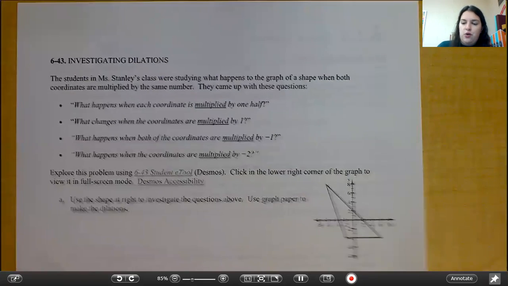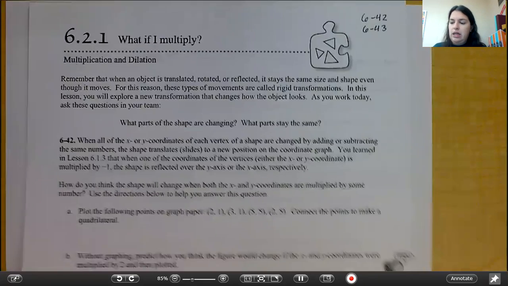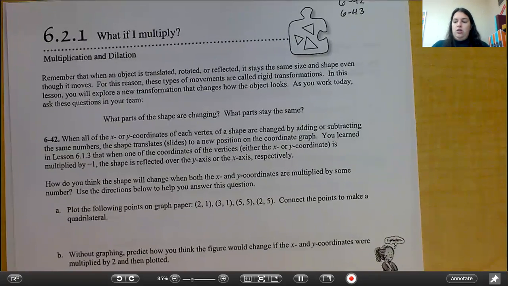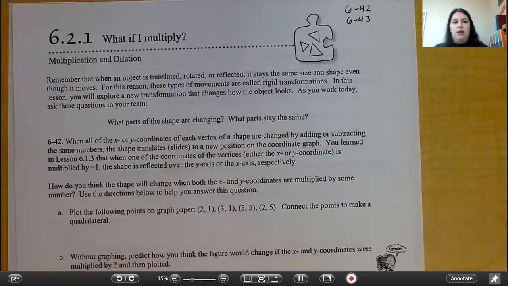You're going to finish with problem 643, and again, we are going to save it and talk about it in class. 642 and 643 is what you were completing in lesson 621.